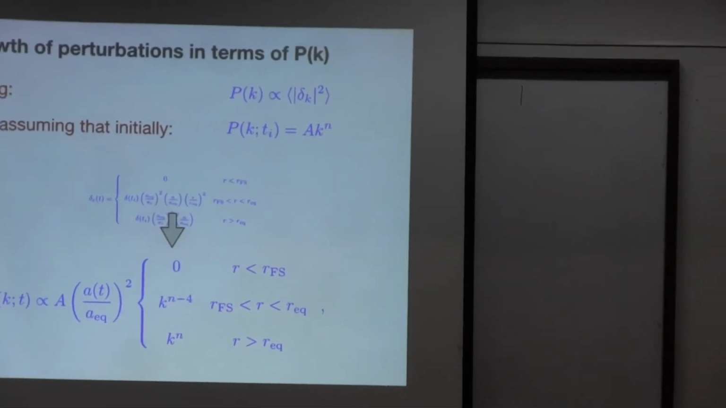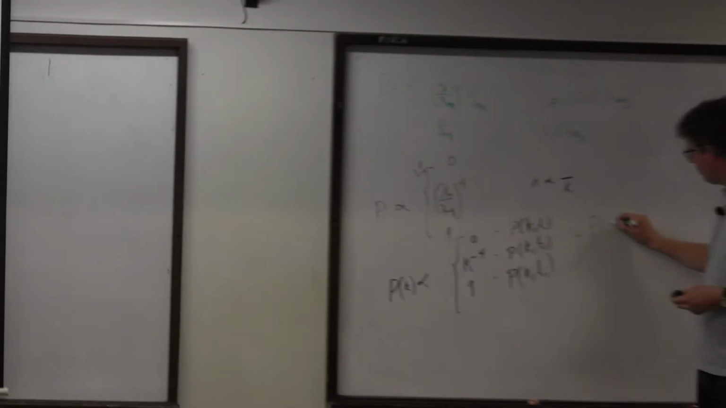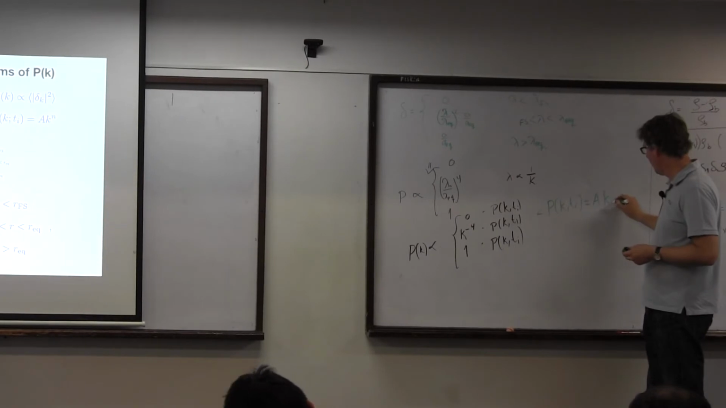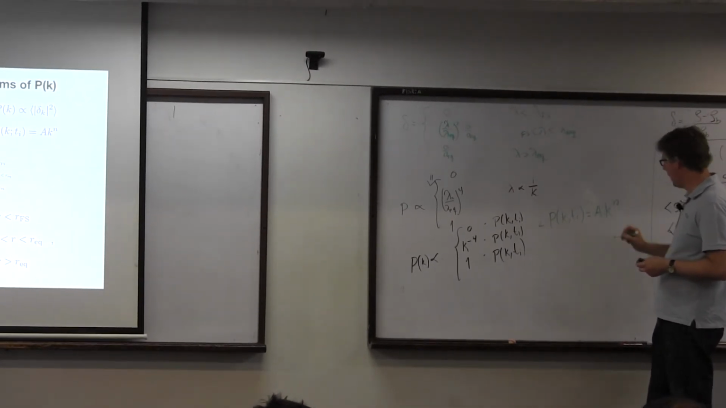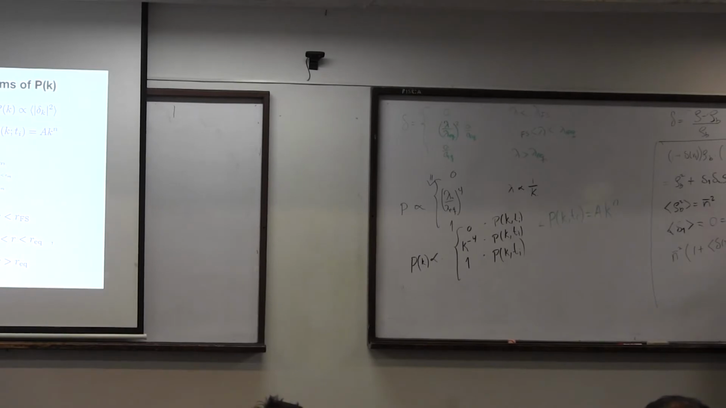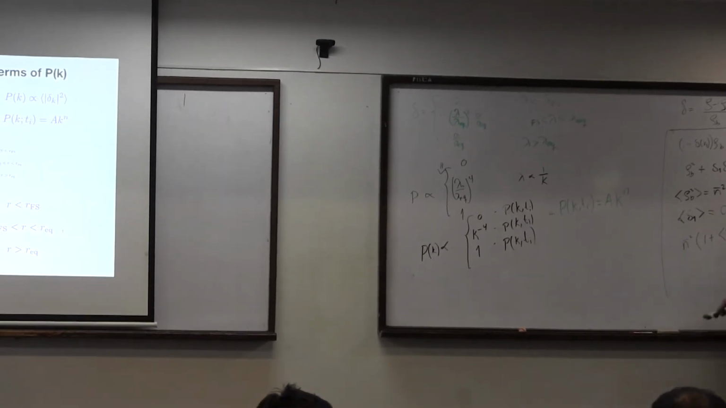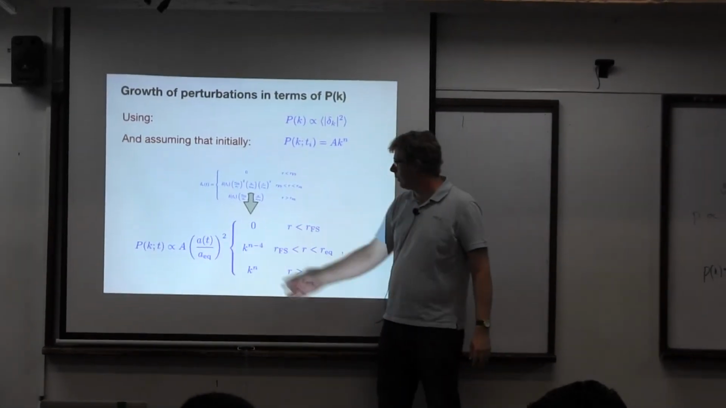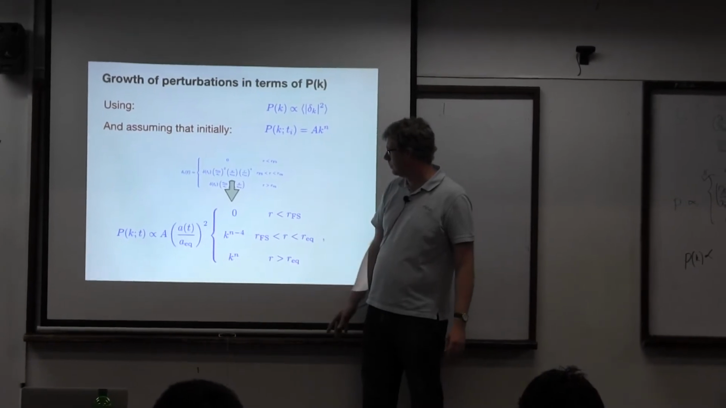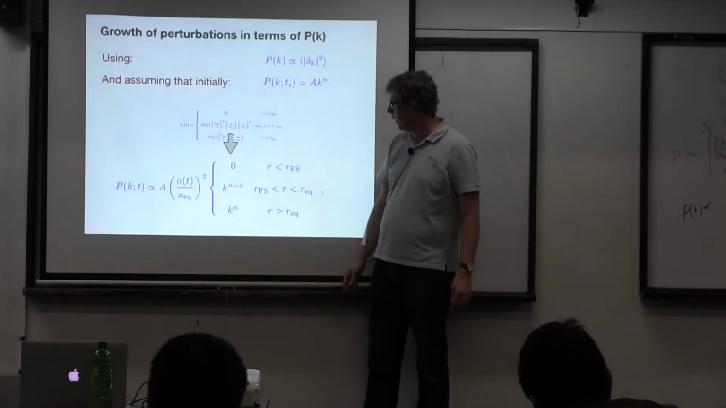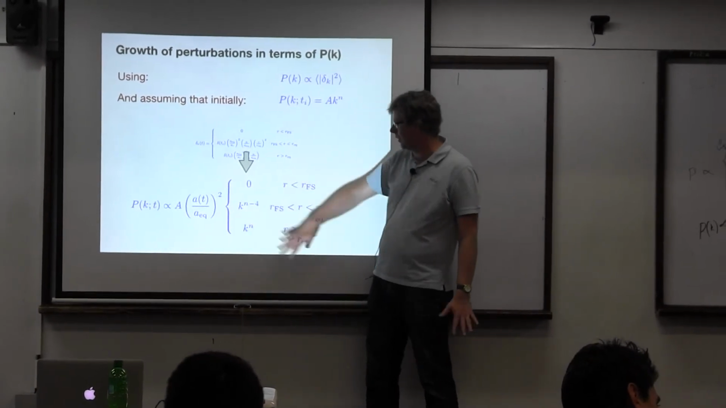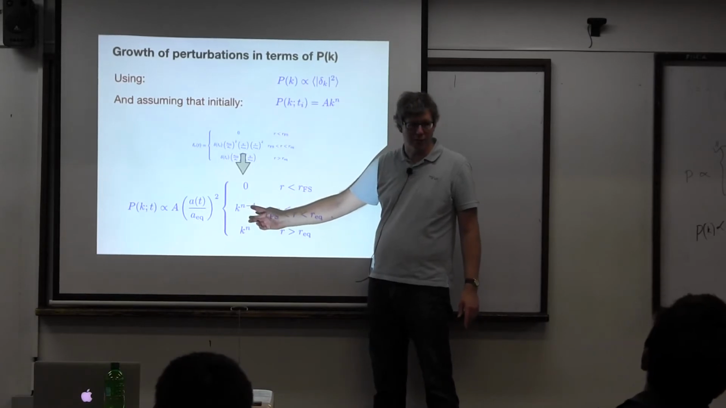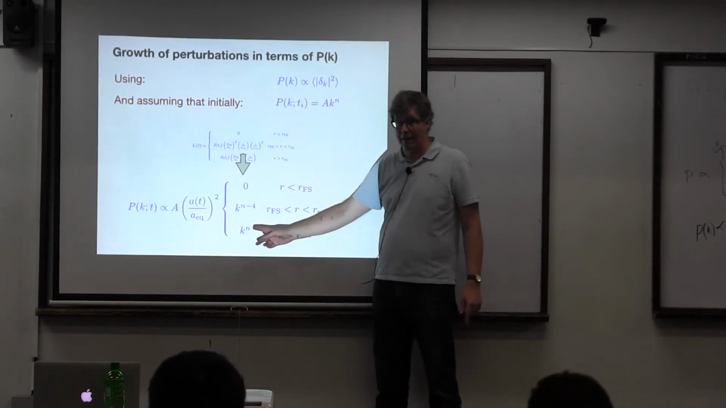So I'm going to use P of k at the initial time is going to be A k to some n power. And then I insert that in, and I get this equation which you see here. So I'm scaling with A, which is correct, of course. So that's the time scaling. And then it has a scaling depending on the size, which goes as k to the n minus 4, or k to the n.